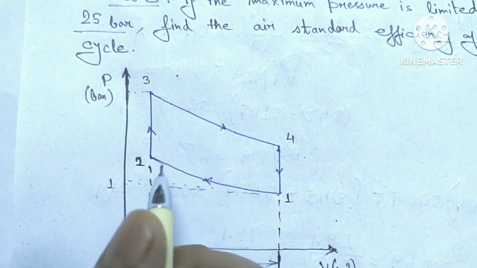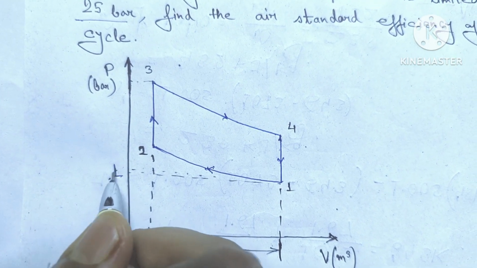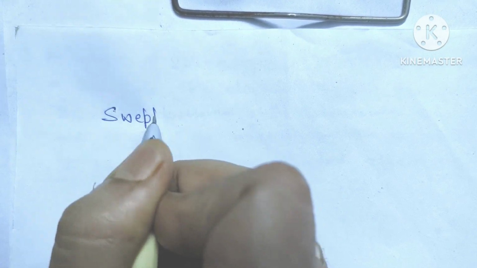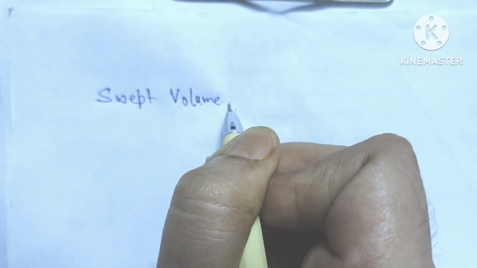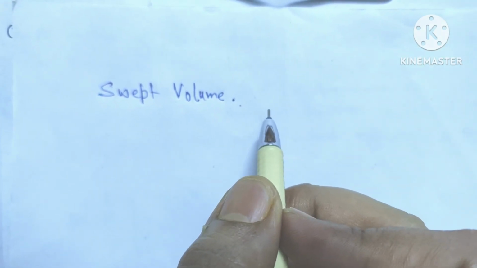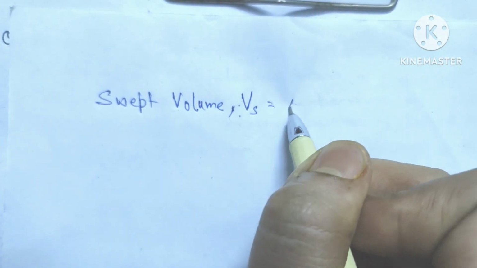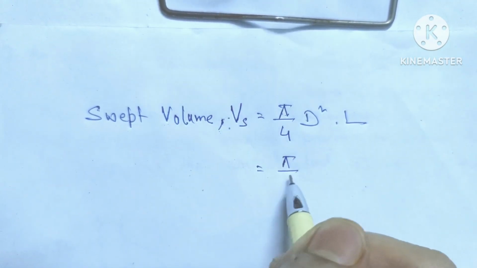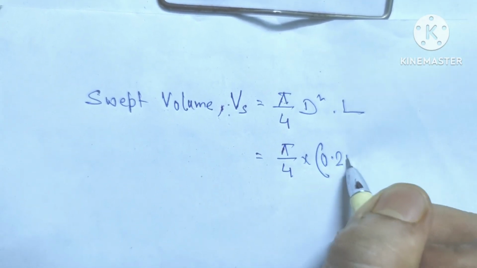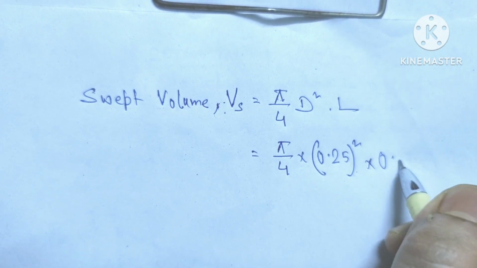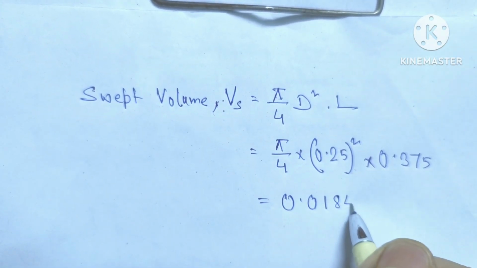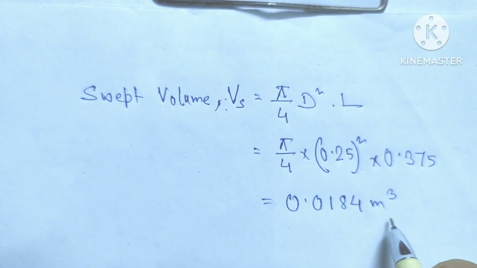So if we put this data on the graph, this is the P1, that is 1 bar, this is the P3, that is 25 bar. Now first we need to calculate the swept volume. Basically this is the volume through which a piston moves to make the complete stroke. The formula for swept volume, that is Vs equals pi by 4 into d square into L. So pi by 4 into the value of d, 0.25 meter, that is 0.25 squared, into the value of L, 0.375, and by calculating this value we get 0.0184 meter cube. So this is the value of swept volume.